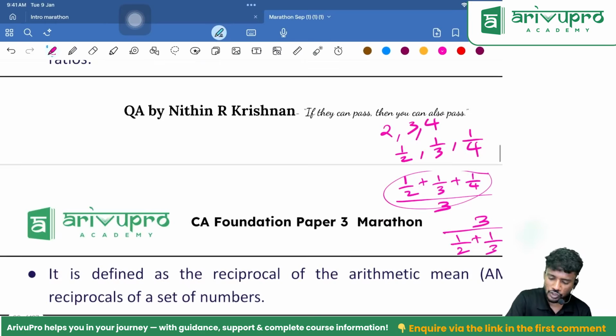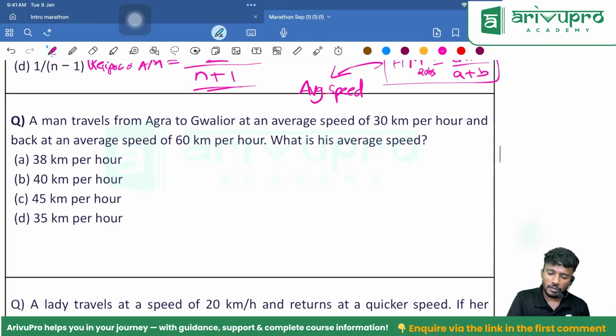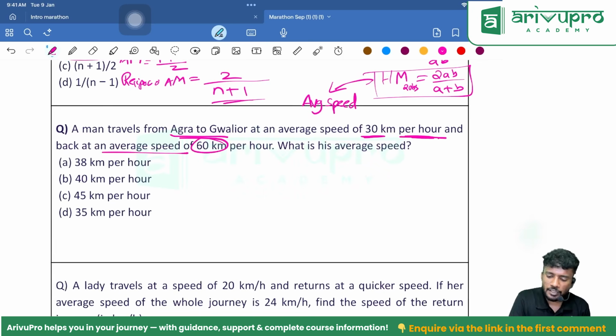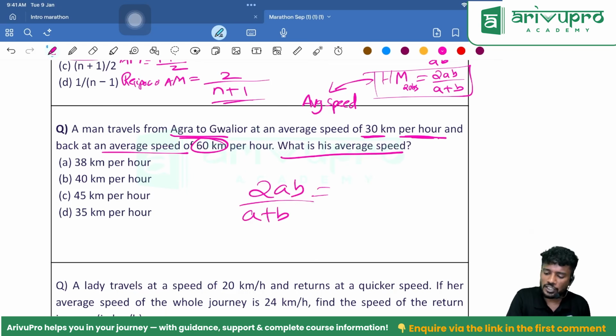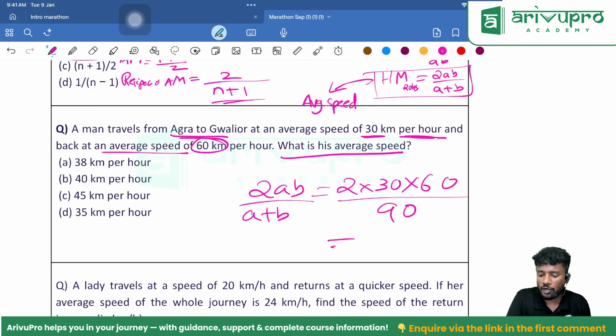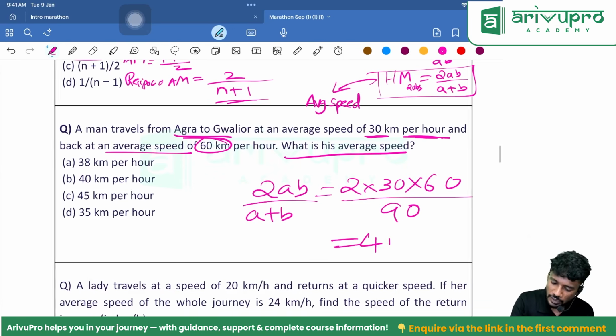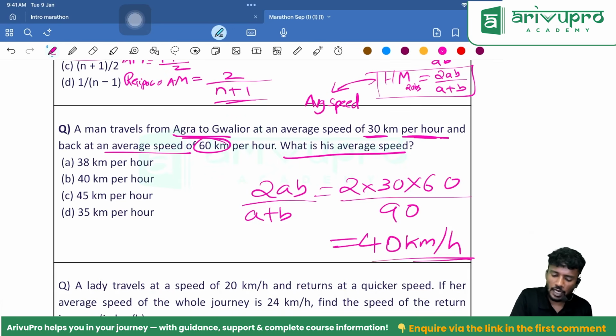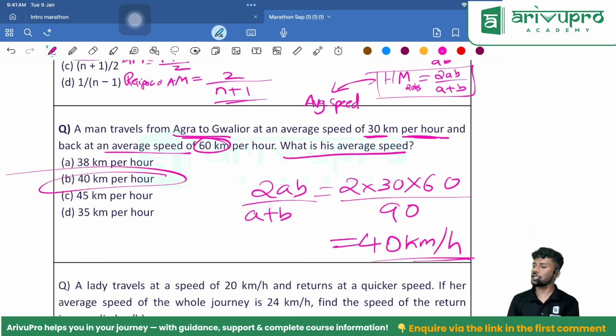Now the next one is: a man travels from Agra to Gwalior at an average speed of 30 km per hour and returns back at an average speed of 60 km per hour. What is his average speed? Very easy. Average speed is 2AB divided by A plus B, which is equal to 2 into 30 into 60 divided by 90. How much is the answer? 40 or 45? 40 km per hour. Option B is your answer.